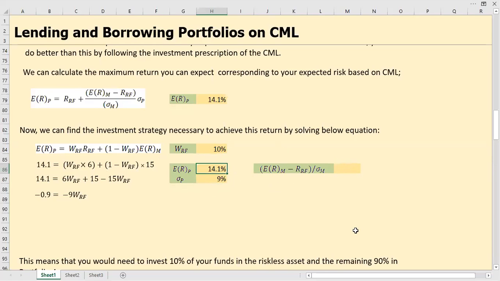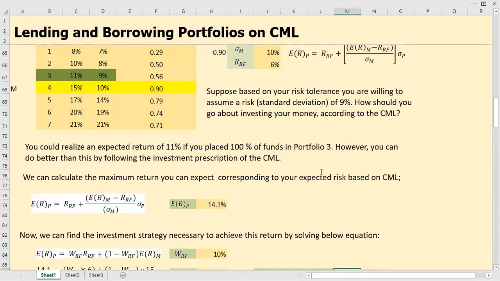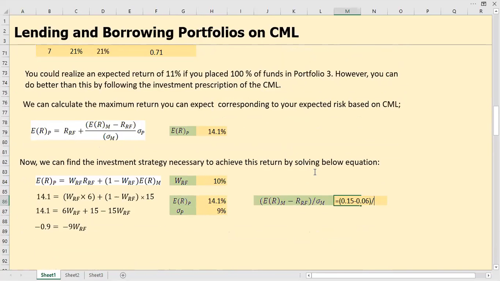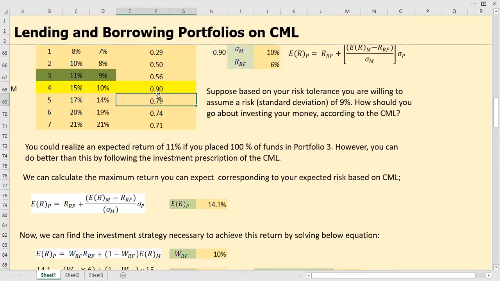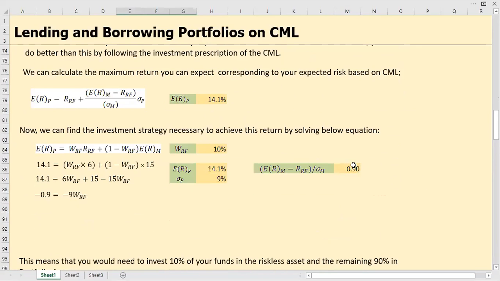Again, if you want to calculate the slope, it is always going to be the same, because as we all know, the capital market line is a straight line. Therefore, the slope along the line is always going to be similar. So the slope is equal to the expected return of the market, 0.15, minus 0.06, the risk-free rate, divided by market risk. Market risk we already identified, it was 10%. So divide by 0.1, it is 0.90. It was the same value that we calculated earlier. So no difference here.